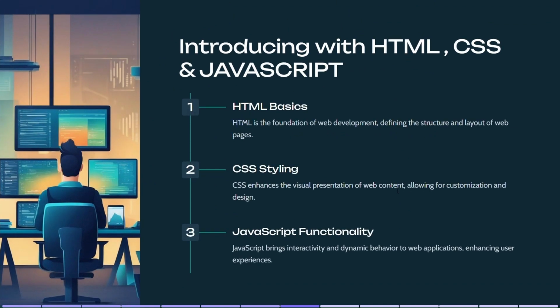So before going to the MERN stack, we had an introduction to HTML and CSS. With HTML, we have the basic foundation for web development, defining the structure and the layout of web pages. Soon after, we learned about CSS styling, how we can enhance the visual presentation of web content, allowing for customization and design. And then we learned about JavaScript functionality, where JavaScript brings interactivity and dynamic behavior to the web application, enhancing the user experience.